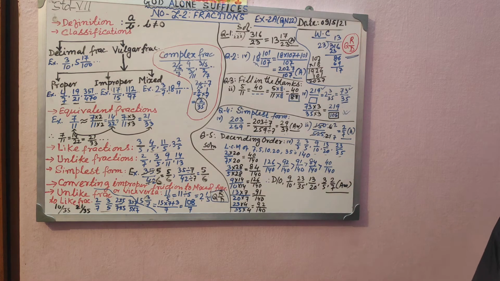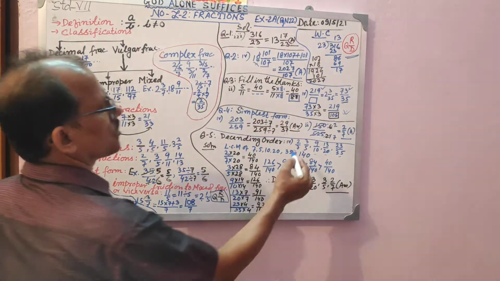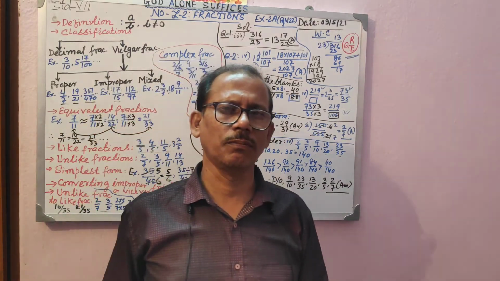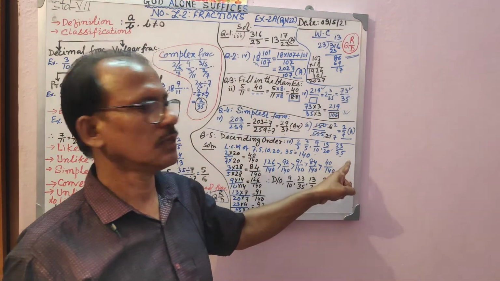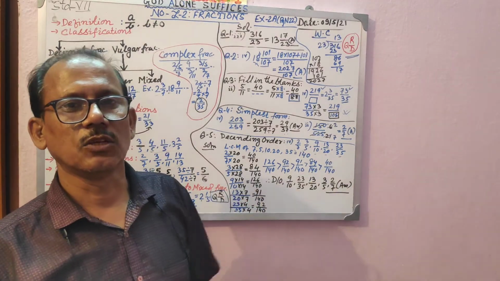My goodness, what do you need to do? You need to take out the LCM of the denominators. I have said in the class, remember: take the highest denominator you see. The highest denominator here is 35. Make 2 times the highest denominator, 70.